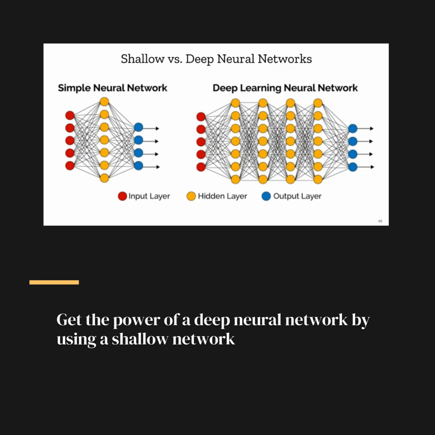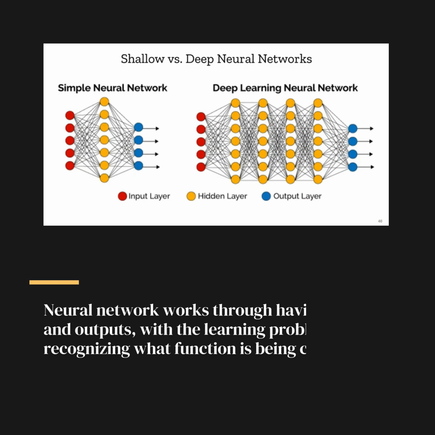We've got shallow neural networks versus deep neural networks. And so where I'm going with this is a way of getting the power of a deep neural network by using a shallow network. So neural network, you just have some inputs. That could be features that you extract from a legal case. It could be medical data. And then you're going to have some outputs that you want to get from it.